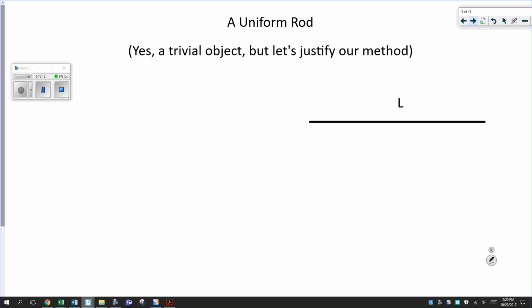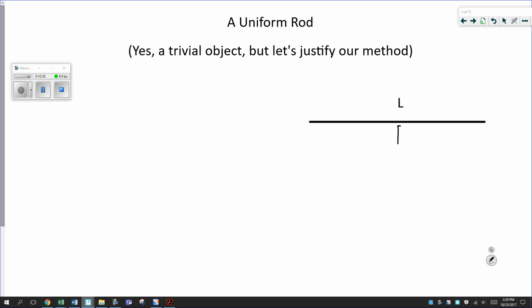Now, this one is trivial for sure. We know where the center of mass of this rod of length L is. I mean, of course, it's right here, right? It's in the center. We better. The reason we do this is to point out that we can apply our new expression for center of mass to a trivial example, and we better get what we expect to get.